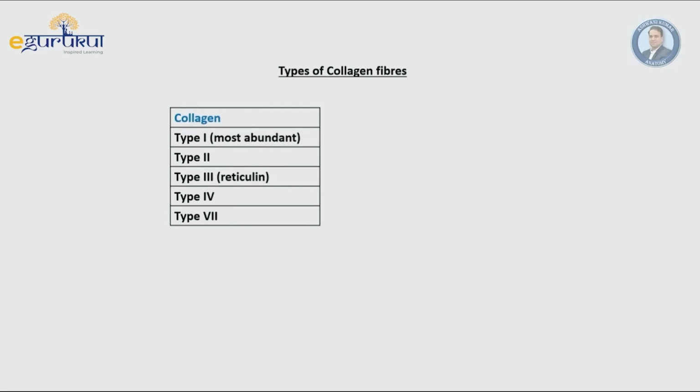Type 1, as you can see in the slide, is the most abundant type of collagen fiber. It is type 1 which you'll see mainly in the dentine and in the tendon. Especially remember the tendon part, from where the question can again be asked. I've highlighted those in red, which are important from the exam point of view. So skin, tendon, bone, dentine, these are the places where you'll find this most abundant type 1 collagen fiber.